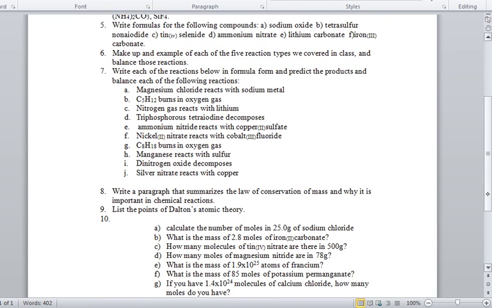Okay, write each of the reactions below in formula form, predict the products, and balance each of them. Write a paragraph that summarizes the law of conservation of mass and why it's important. List the points of Dalton's atomic theory.